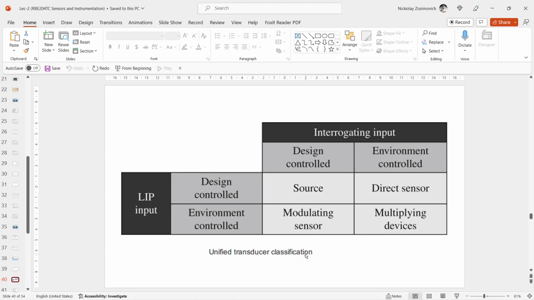The third example, it's maybe environment-controlled LIP input and design-controlled interrogated input. The measurand affects particular materials' properties or geometric parameters. These changes are interrogated by a fixed or well-defined signal at the interrogated input. The transducer behaves as a modulating sensor in this case. And I give you several examples of this.